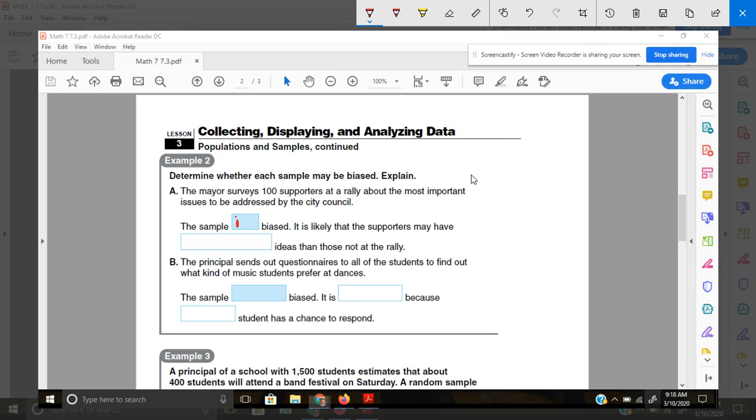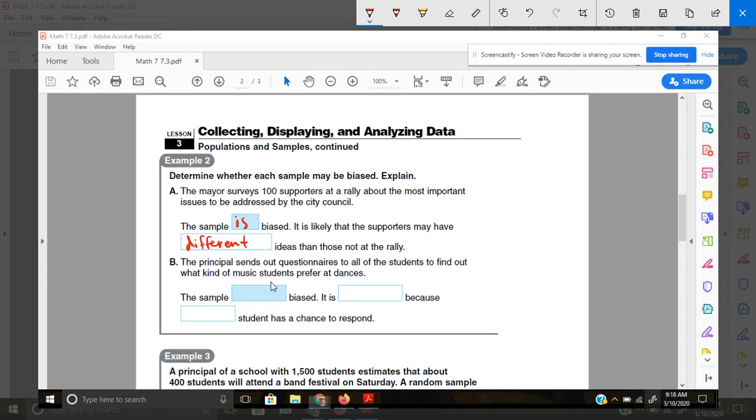Well, it is biased. It is likely that the supporters may have different ideas than those not at the rally. That's like maybe you've seen something on the news before about people protesting something. Well, if you just survey the people that are protesting, what about all the other people who may like that law or that rule or whatever they're protesting? You can't just survey the people that are there because they probably feel strongly about it. So that's definitely a biased sample.